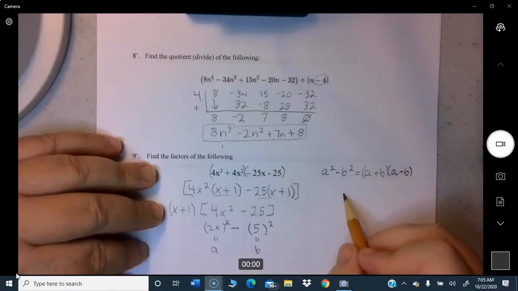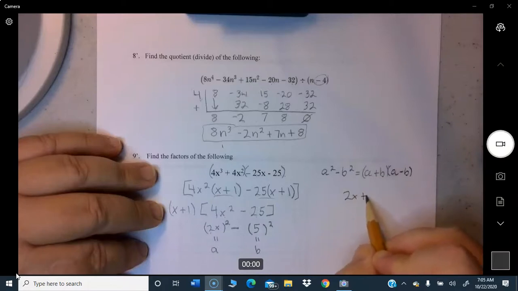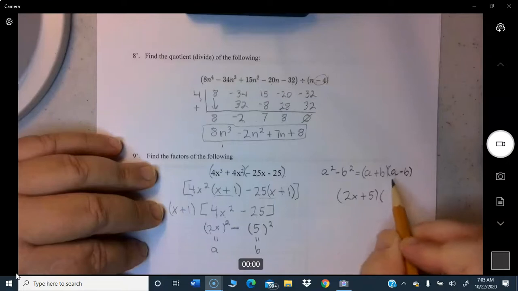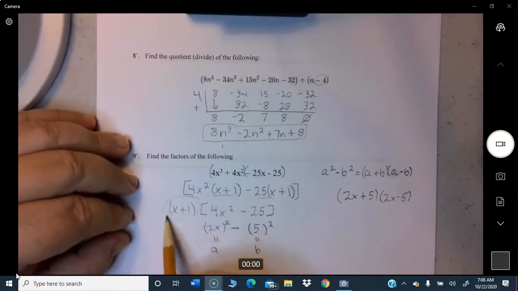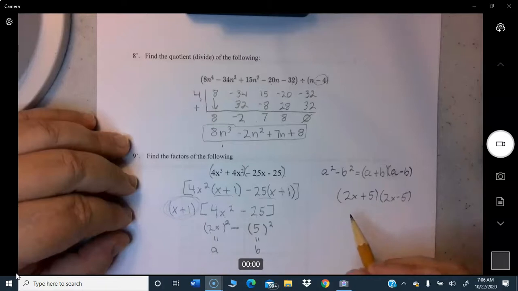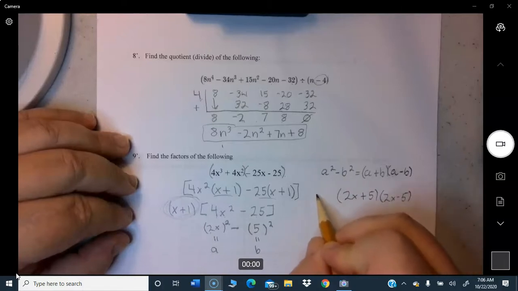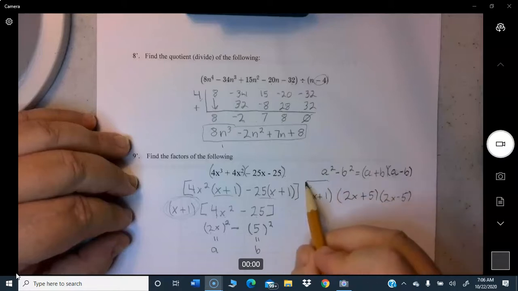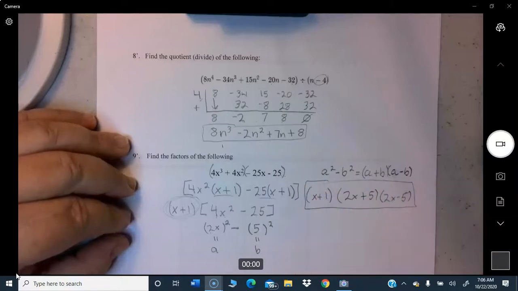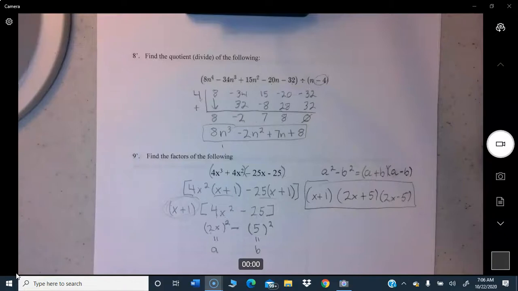So come up here to this. a is 2x, plus b is 5. And a is 2x, minus b is 5. All right, and then you still have this factor right here that you got at the very beginning. So that's going to be x plus 1. And you do that, and there's your answer. Okay, that's all the factors. It's asking for factors, not zeros or roots.